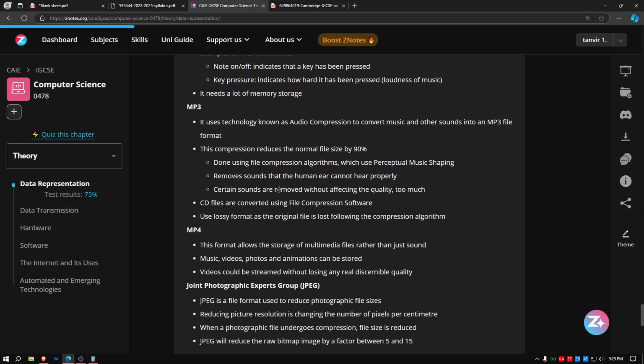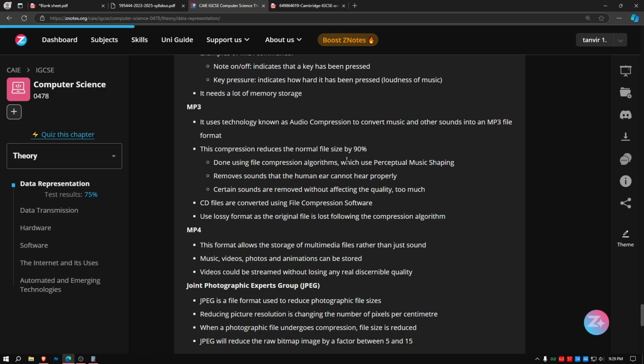Now, next up is MP3. It uses a technology known as audio compression to convert music and other sounds into the MP3 file format. So it is compressed. The compression reduces the normal file size by 90%. Then, using file compression methods which use perceptual music sharpening. So you do need to memorize this thing, perceptual music sharpening. How is MP3 compressed? With the use of perceptual music sharpening. I was pronouncing it wrong, my bad.